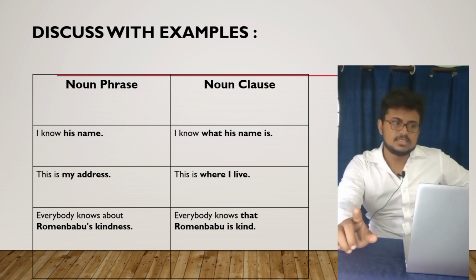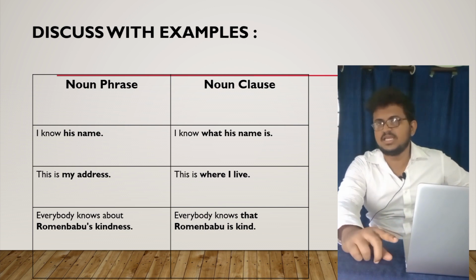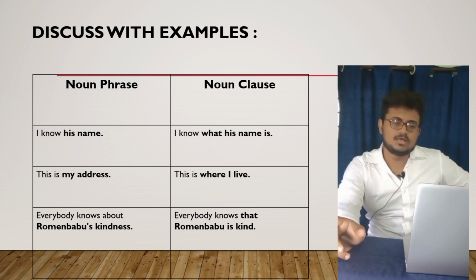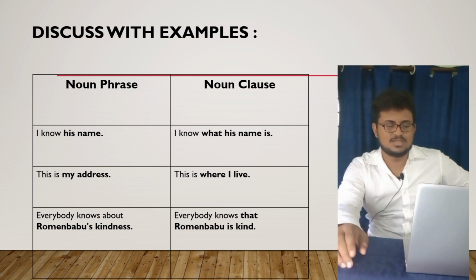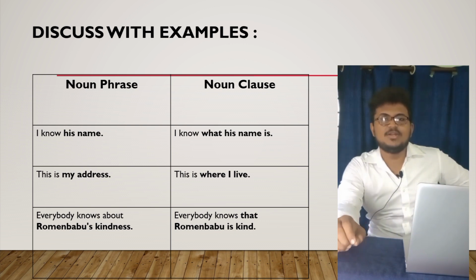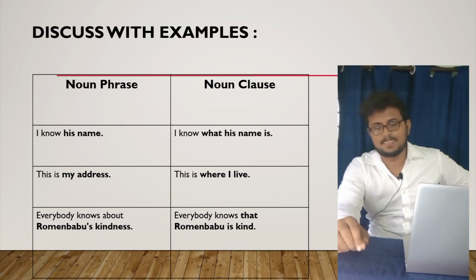The next sentence: This is my address. This is with the phrase, my address. In the noun clause format, what will I say? This is where I live. The third sentence is a bit tricky and unique as well. Everybody knows about Ramin Babu's kindness. What is the phrase over here? Which part?